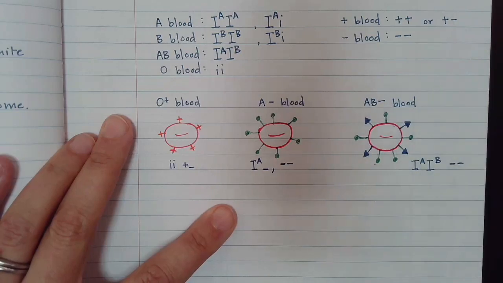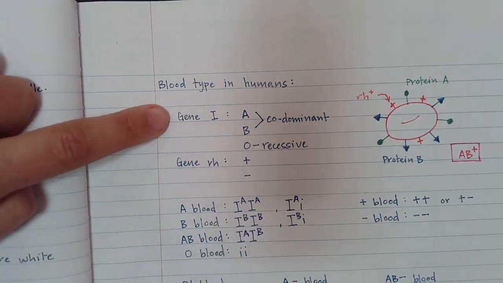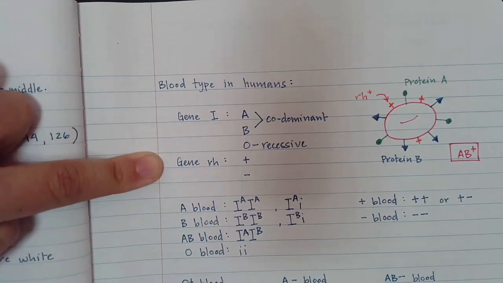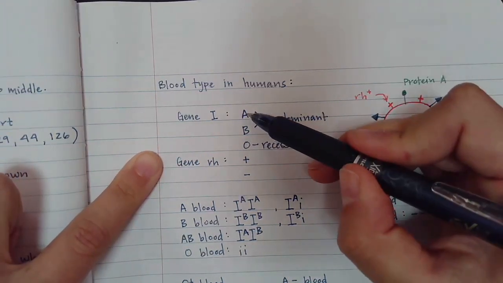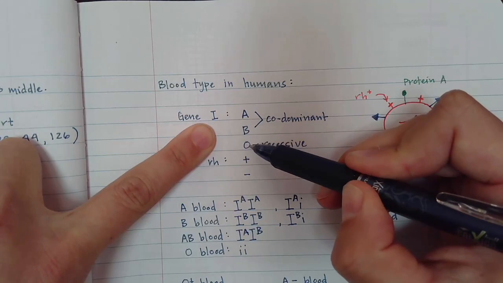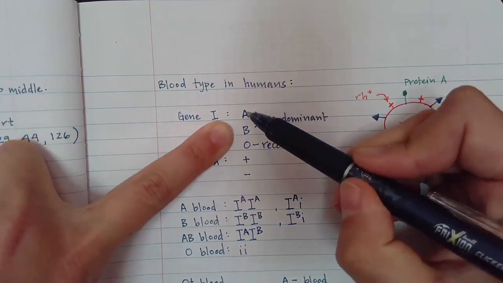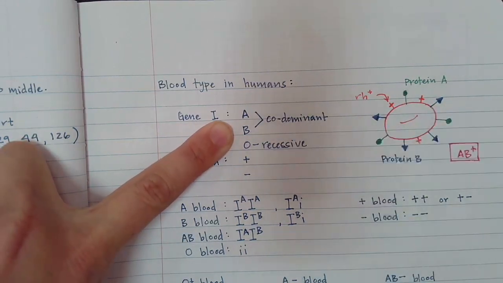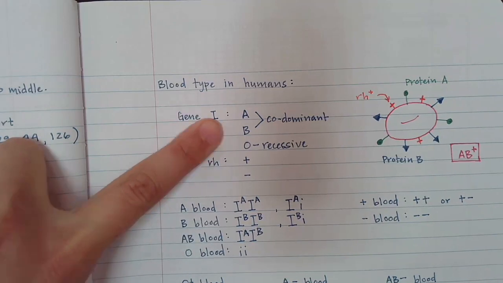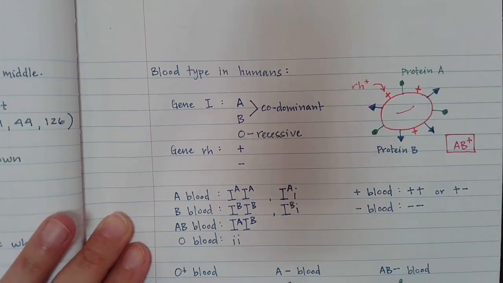As a review, blood type in humans is really complicated. Not only is it controlled by multiple genes, but those genes, at least the I gene, is polyallelic. There are 3 different alleles that you could have. And 2 of those alleles are codominant to each other, which is going to make for just really interesting combinations that show up in our blood.